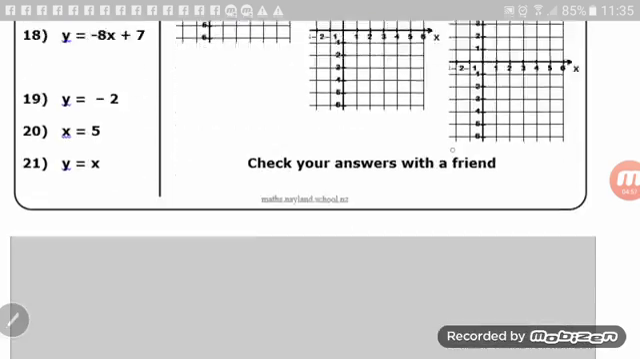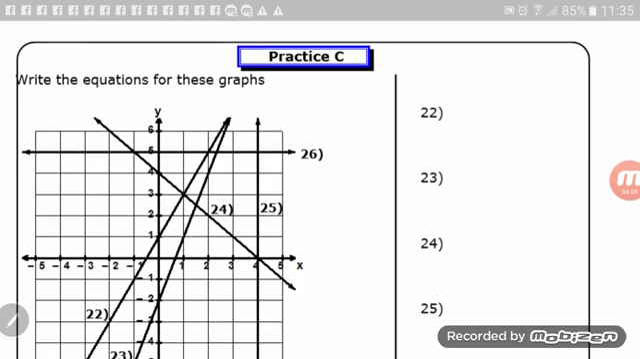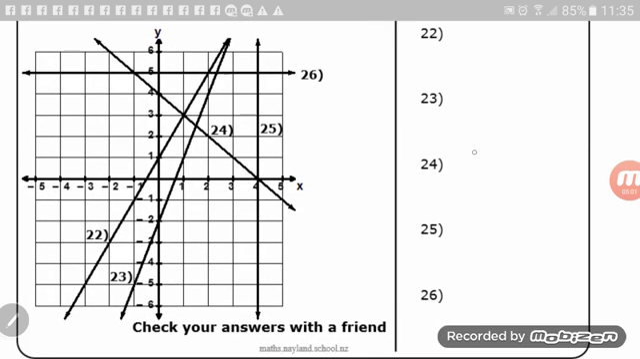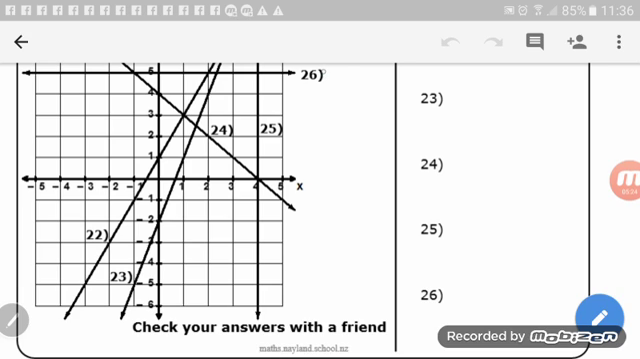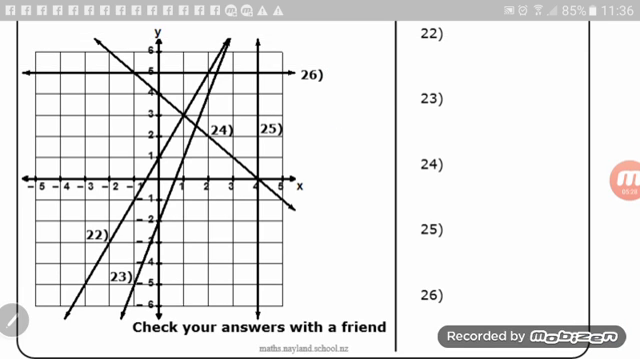Now what if we're going backwards and we are trying to make our equations from the graphs? Well, same situation. Let's start off with these easy ones, shall we? So we've got a horizontal line, which is number 26, and 25 is vertical. Our horizontal means we've got no gradient. So we're not going to have an x at all in this equation.